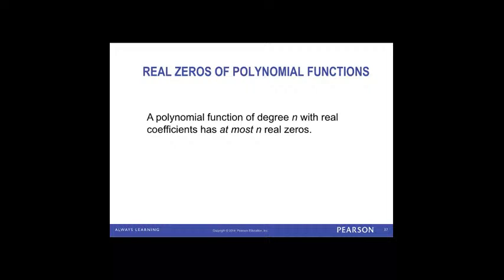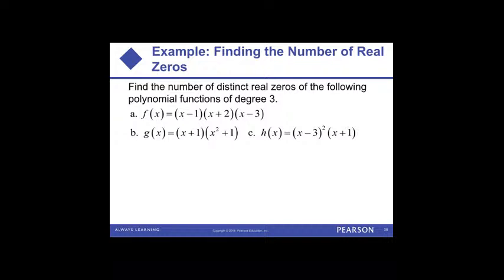A polynomial function of degree n with real coefficients has at most n real zeros, right? So whatever the degree is, it has at most that many zeros. Find the number of distinct real zeros of the following polynomial functions of degree 3. Let's add a page.